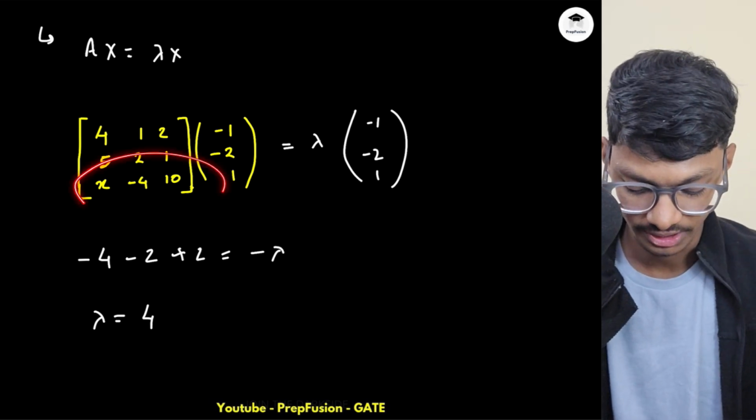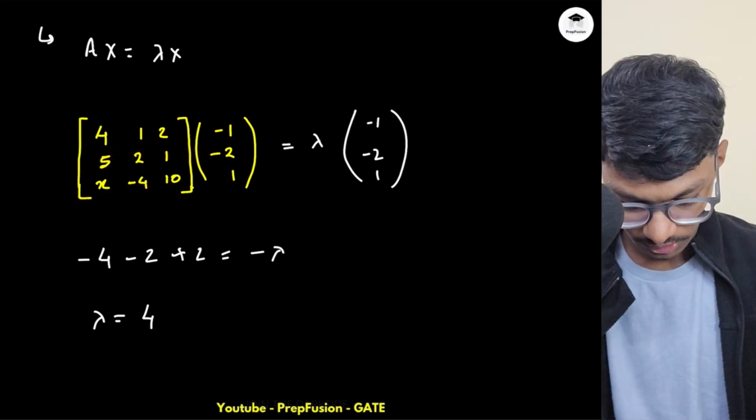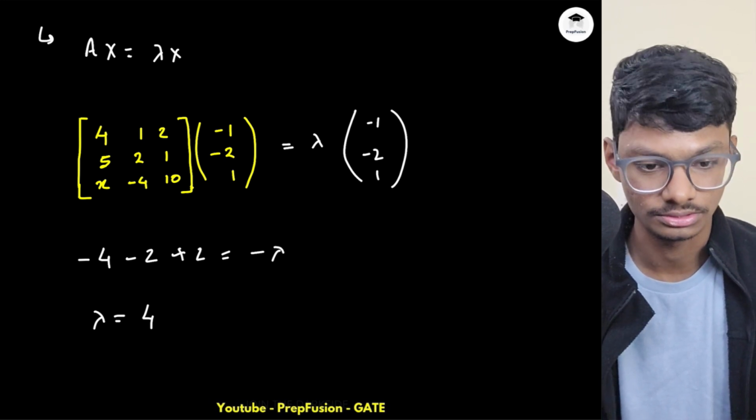Now where is x? I will target my x, right? x is in the third row, so I will solve the third row right now. Let me check everything is recording. Everything is recording. Yeah, this is recording.